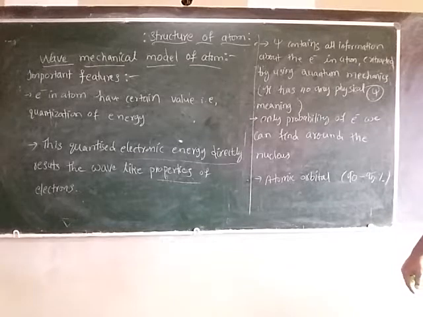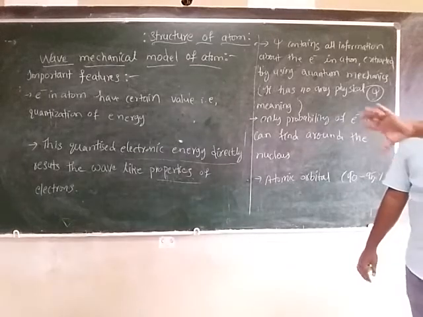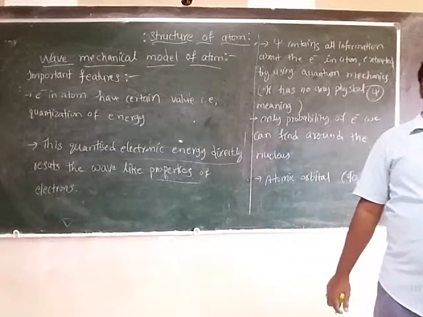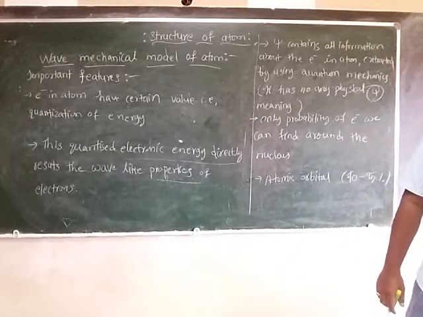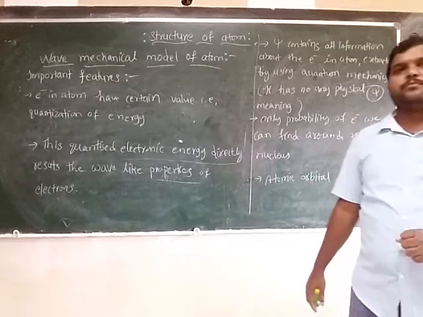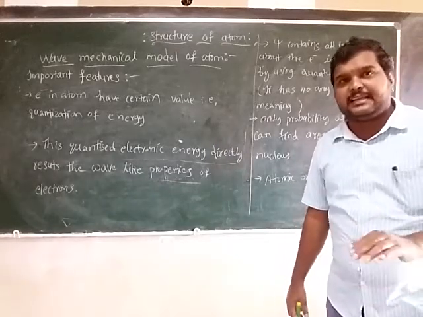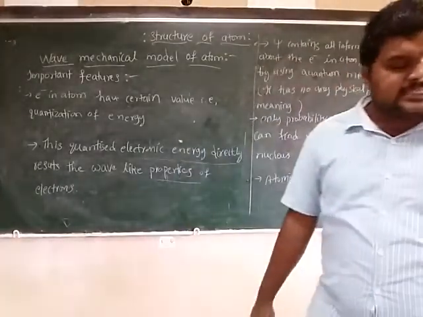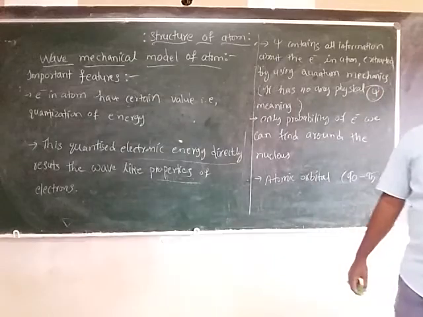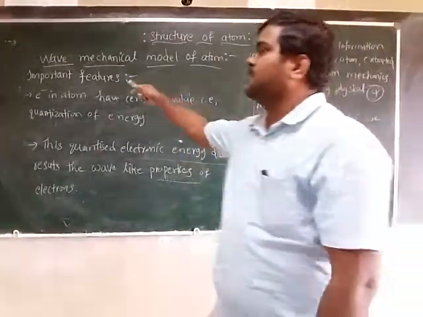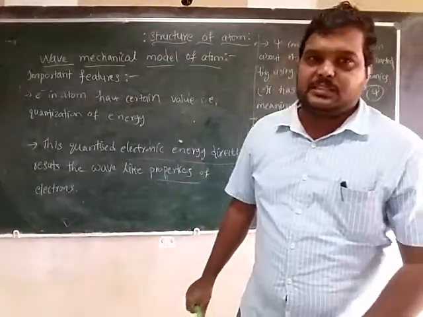So the three-dimensional space around the nucleus where the probability of finding an electron is maximum, around 90 to 95 percent, is known as an atomic orbital. So these are the important features. Okay.